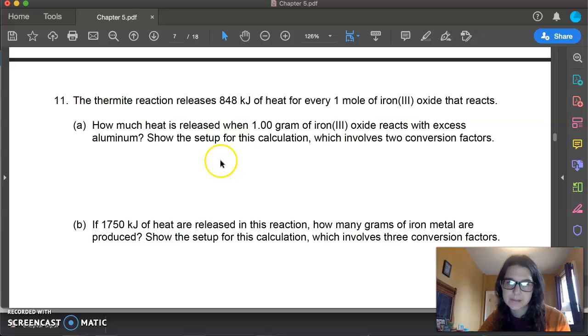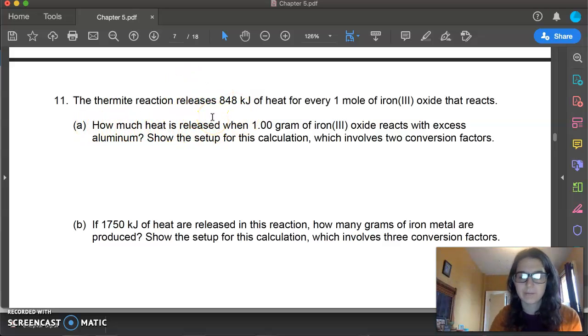kilojoules that are released. You don't have to put the negative sign because they're just asking for the amount of heat. They're not asking for the delta H of the reaction. If they ask for delta H, you would want to put the negative sign, but you can also think like they say how much heat is released, so you know it's negative, basically.